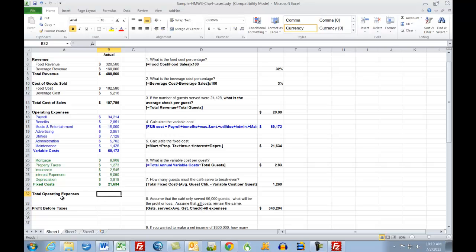And then my total operating expenses. Your total operating expenses are basically all of these expenses. So what I'm going to do is add the total variable costs plus total fixed costs. So once again, operating expenses are total variable costs and total fixed costs.